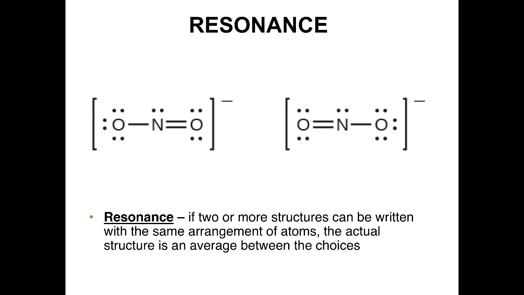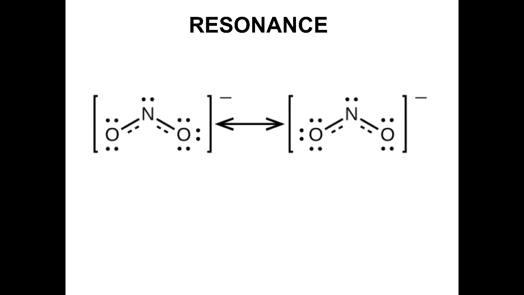And the truth is that both of these exist. It exists as the structure on the left half of the time, and the structure on the right the other half of the time. And that is generally written this way. What you do is you put dashed lines to represent half the time the double bond is on the right and half the time the double bond is on the left. And you also generally write a little double arrowhead to show that structure.